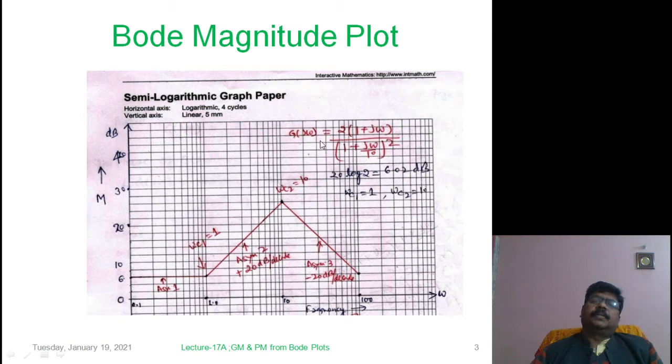So for the first part, 20 log 2, that is 6 dB, it is marked up to the first corner frequency 1 at 0 dB, while from 1 to 10 it will have a slope of 20 dB per decade due to this factor. After the next corner frequency, this factor will contribute minus 40 dB and this factor is contributing plus 20, so the net slope will be minus 20 dB per decade, and that continues up to the next decade, meaning 100 radian per second.